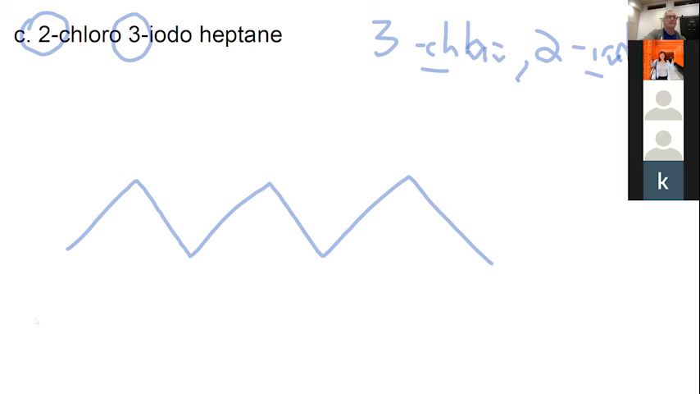So 2 has a chlorine. Which one is 2? The second one, and again, regardless of which direction we go. So this can be 2, or that can be 2. Either way, if you're left-handed or right-handed, you may want to change that. So at 2, we have a chlorine.